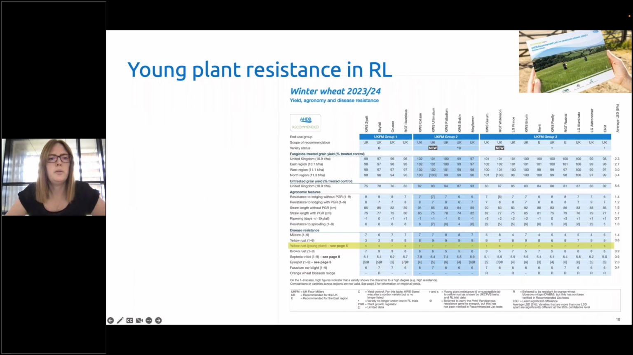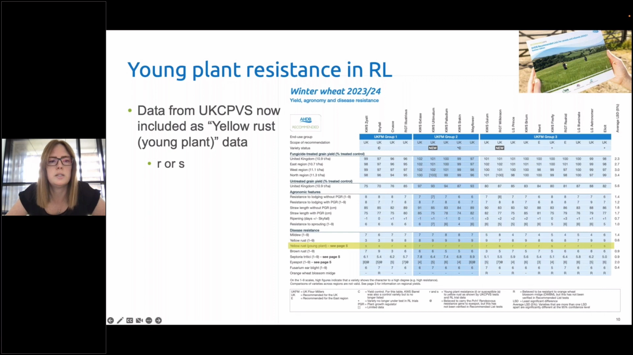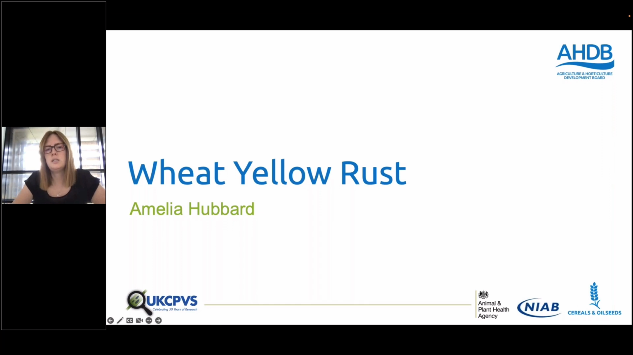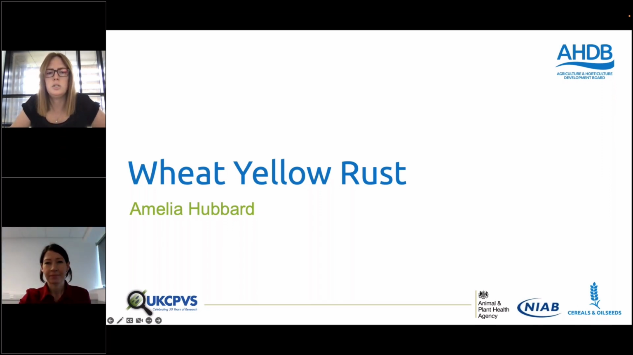And I mentioned the young plant resistance being used in the RL. In the new booklet, you can find it on page 10. As highlighted in the green, this line here is now included, and the data's listed as either an R or an S, for resistant or susceptible. Catherine will explain a bit more about this in her presentation later this morning, but please do use that information in the booklet. I'm now going to hand over to Amelia, who will go through the data for the 2022 season, starting with wheat yellow rust.